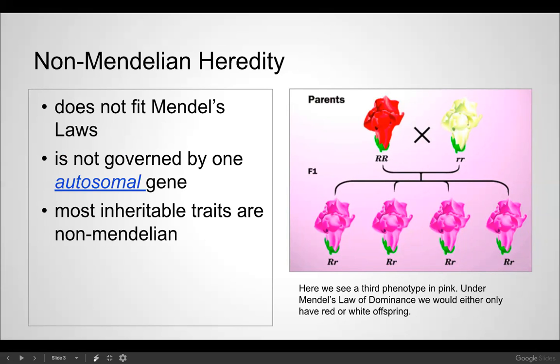If you look at the picture on the right, a red flower and a white flower, you would think that the offspring would either be red or white according to Mendel. And yet in this picture, we wind up having a third phenotype, a different look, and it's called pink. So some of them, again, aren't going to fit under Mendel's laws. It's not governed by one autosomal gene. Again, these are genes in humans on chromosomes 1 through 22, not the sex chromosomes. And most inheritable traits are not going to follow Mendel's laws.